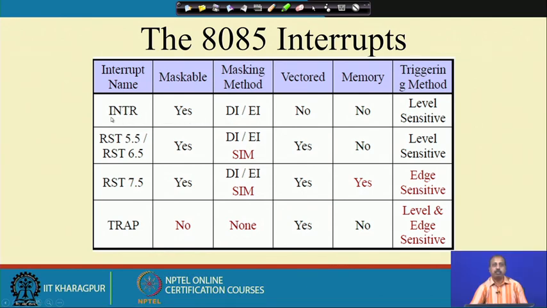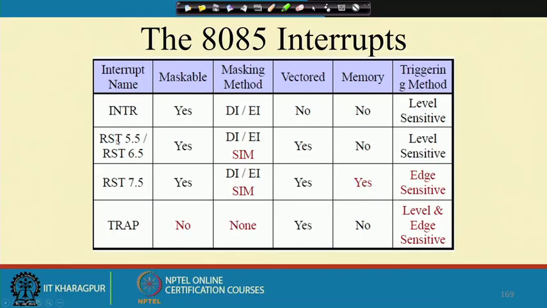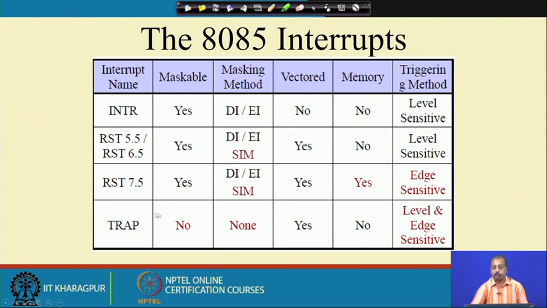So, for INTR what happens? The processor enters into an interrupt acknowledge machine cycle, and then it expects that on that cycle the address of the ISR will be put on the data bus by the device, and the processor will take that address and then branch to that particular address. That is how INTR goes, but 5.5, 6.5, 7.5 and TRAP are all vectored interrupts. To get the vector address, you just multiply this number by 8. TRAP is 4.5, so multiply 4.5 by 8.